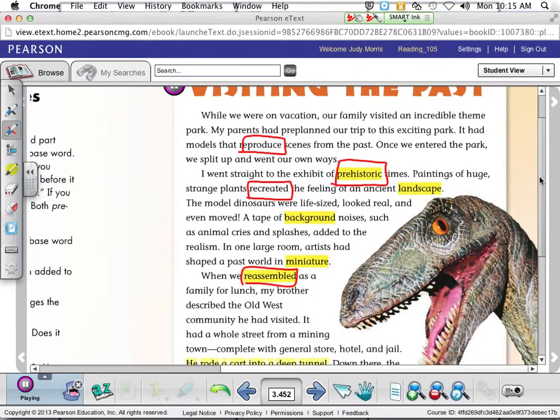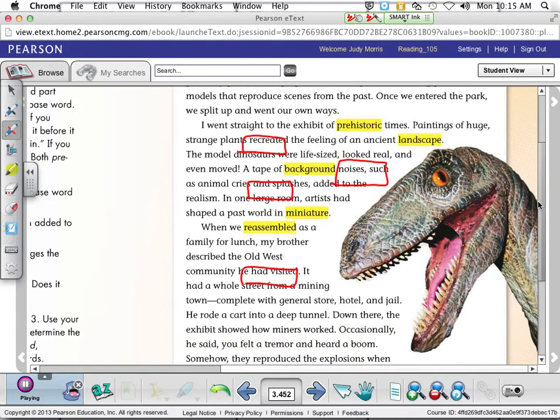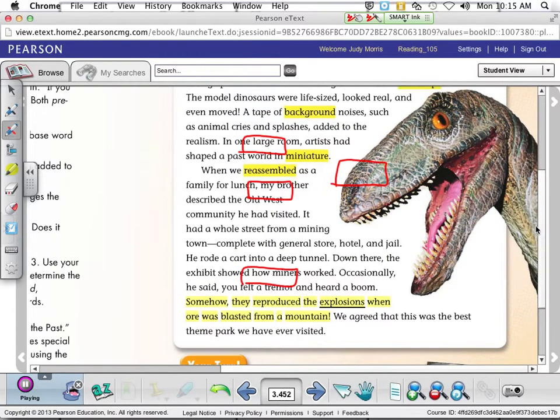He rode a cart into a deep tunnel. Down there, the exhibit showed how miners worked. Occasionally, he said, you felt a tremor and heard a boom. Somehow they reproduced the explosions when ore was blasted from a mountain. We agreed that this was the best theme park we have ever visited.